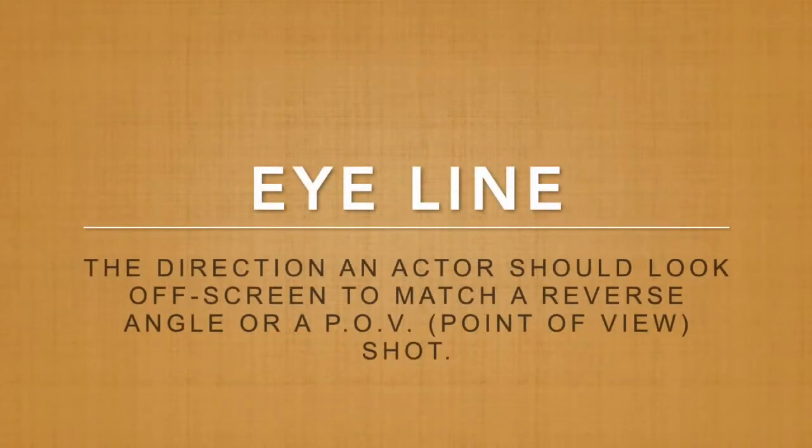Eyeline. The direction an actor should look off screen to match a reverse angle or POV. Point of view shot. Eyeline. If I'm speaking to Cammie and she's off, right? She's right there, and I'm speaking to her this way, and the camera's pointing at me on a close-up.